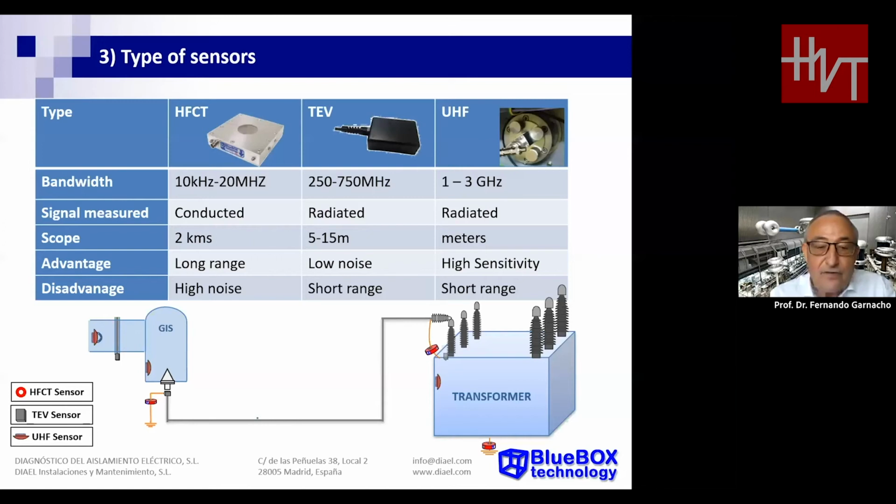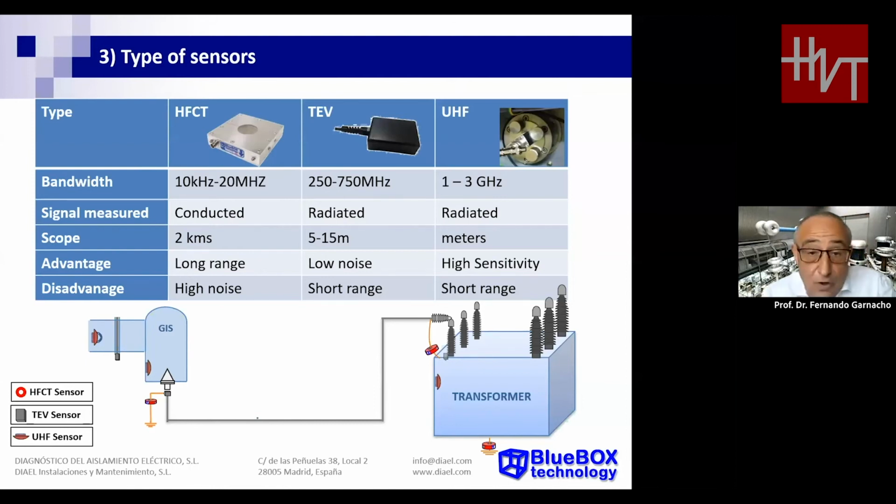Well, in order to finish, with this technology we can use different sensors. We can use the high frequency current transformer, that is the most interesting because we have a long range. Long range means a very wide scope to measure. We have around 2 kilometers of capability to measure partial discharge, because we are working in a frequency range where the emission is very small, in the range of several kilohertz, tens, hundreds of kilohertz.